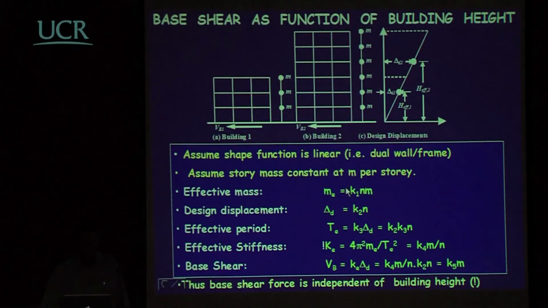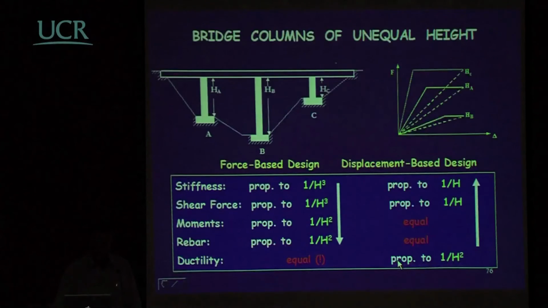You can run through this. It's just a dimensional analysis, if you like, of the situation in terms of n, the number of stories, and m, the story mass, and so forth. It's pretty straightforward to calculate. We've already mentioned that in terms of distribution of the strength of a building or a bridge, displacement-based design does make a difference. We get a different response to this. We distribute the strength in a logical fashion between these piers, whereas force-based design doesn't.